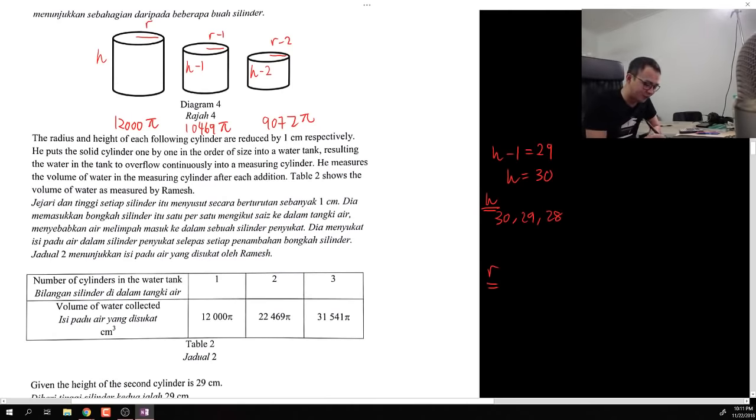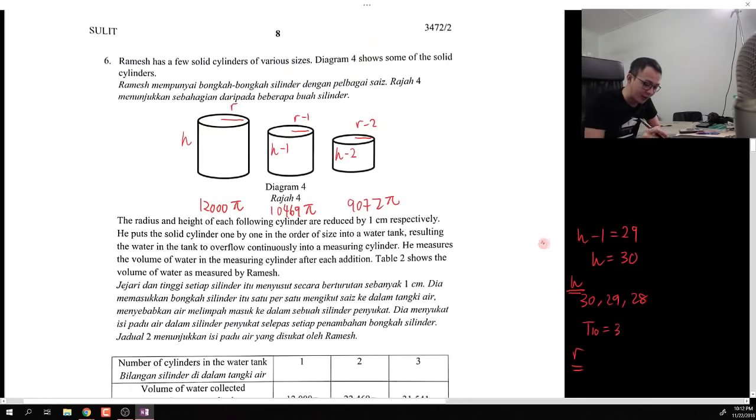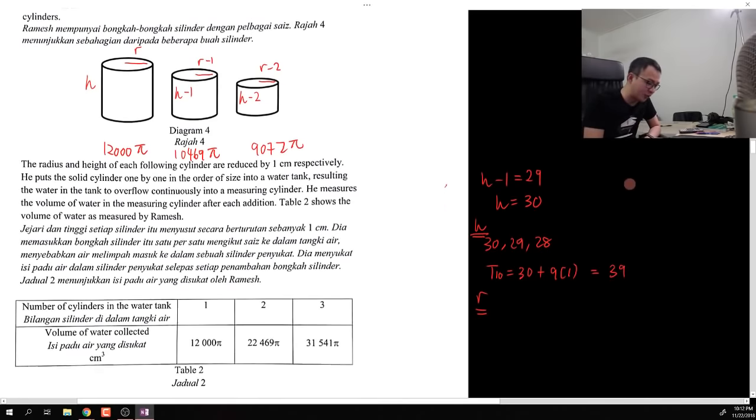So therefore, if I want to know the 10th one, I will do the T10. T10 is A plus, A is 30, right? I mean A plus n minus 1 d. So A plus n minus 1 is 9, d is 1. So my height in the 10th will be 39. Then we'll do the R as well.